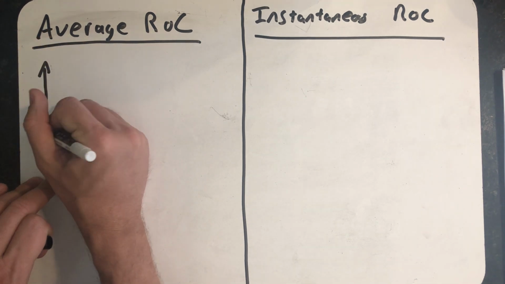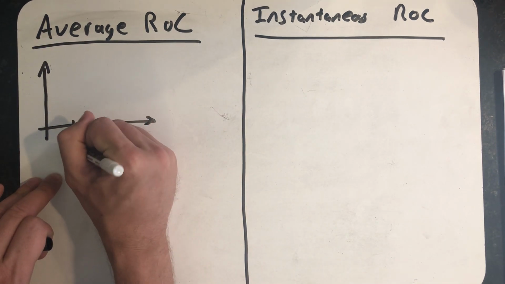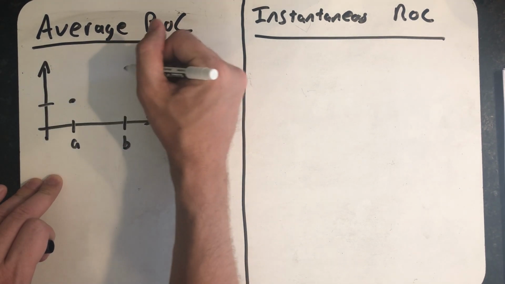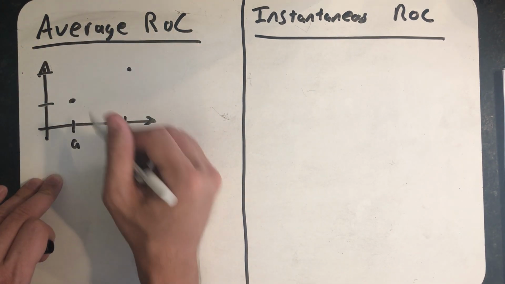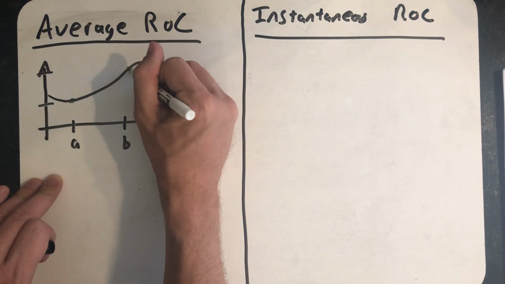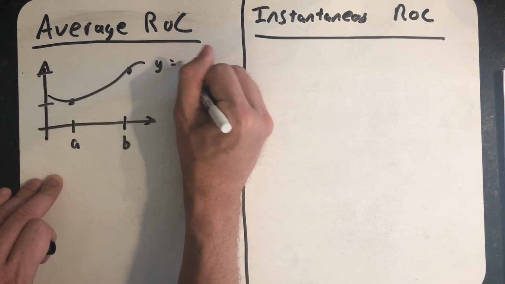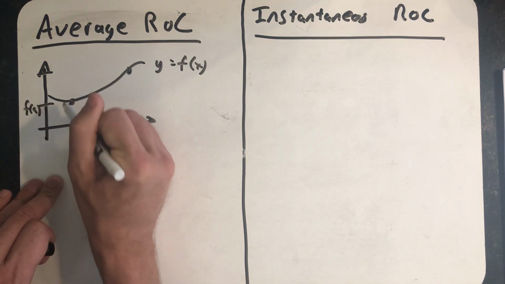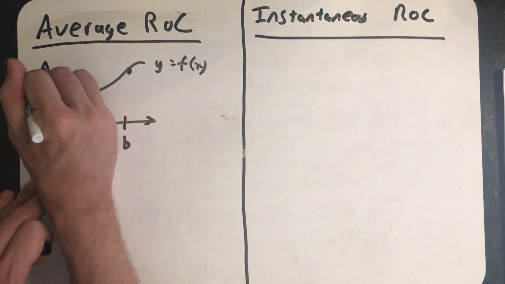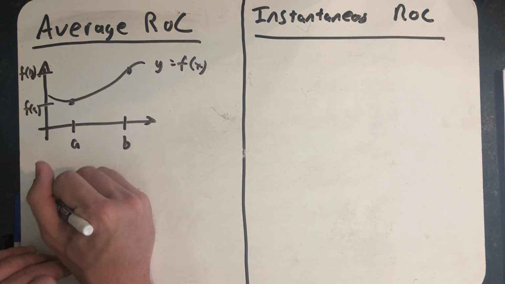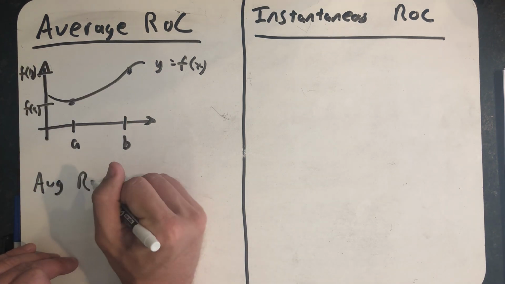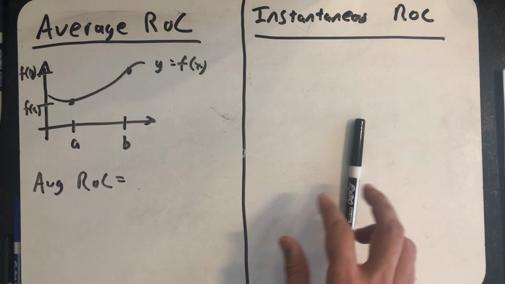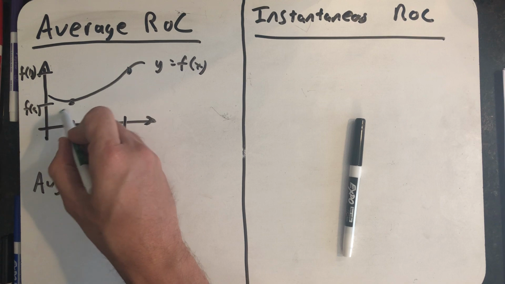To find the average rate of change of a function over a closed interval, we simply compute a slope. So if I have this function y equals f of x, and let's see, this is the point a comma f of a, and this is the point b comma f of b, the average rate of change is simply the slope found going through those 2 points, the slope of a secant line.